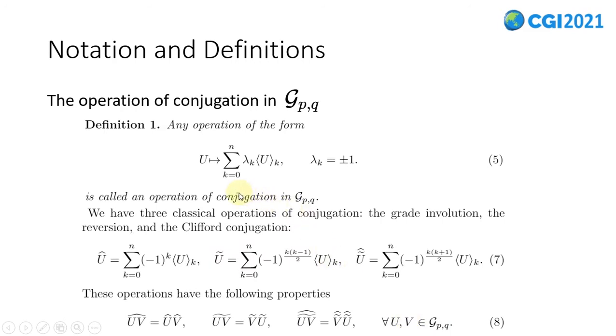Let us introduce the operation of conjugation in geometric algebra. We'll call any operation which changes the signs of the subspaces of given grades an operation of conjugation. We have 3 classical operations of conjugation: the grade involution, the reversion, and the Clifford conjugation. These operations have the following properties number 8.